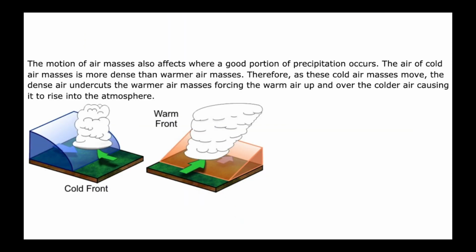The motion of air masses also affects where a good portion of precipitation occurs. The air of cold air masses is more dense than warmer air masses. Therefore, as these cold air masses move, the dense air undercuts the warmer air masses, forcing the warmer air up and over the colder air, causing it to rise up into the atmosphere.